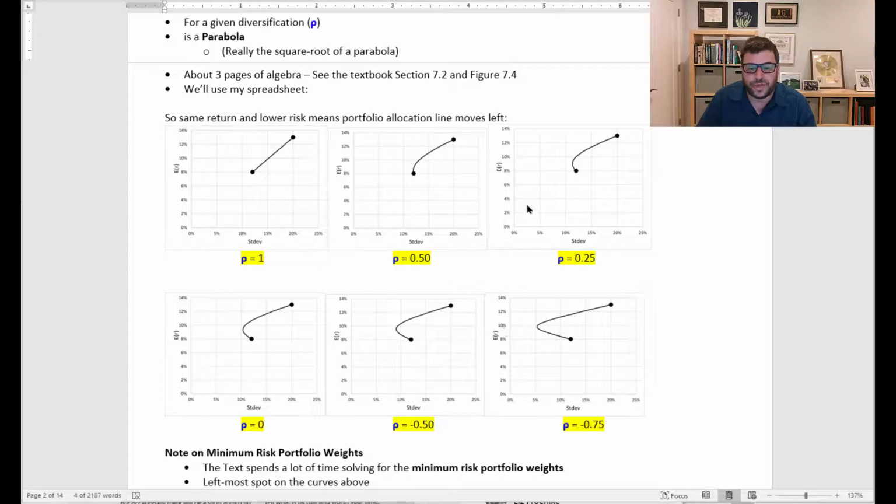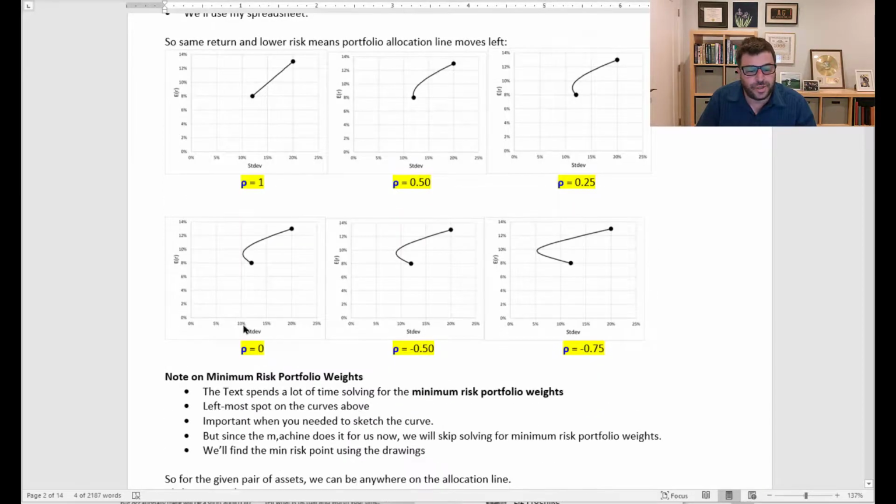So for the same return of 10% in all of these different combinations of asset 1 and asset 2, all we're doing is varying the correlation. And I want to be clear here, we don't get to choose what the correlation is between the two assets. It just is. We're saying, what if it's 1? What if it's 0.5? What if it's negative 0.75? And the takeaway from all of this is that the lower the correlation, the greater the diversification, the further to the left this portfolio allocation line bows, and the less risk is achievable with the same return.